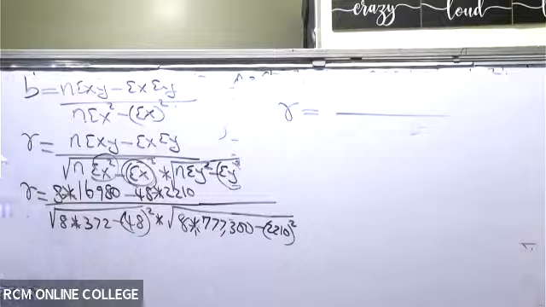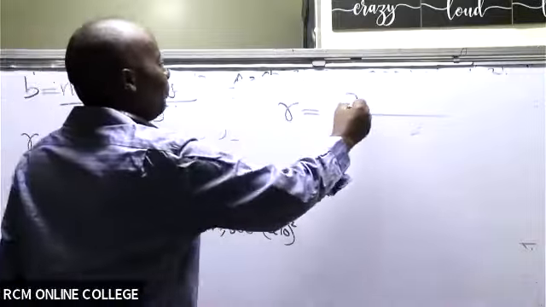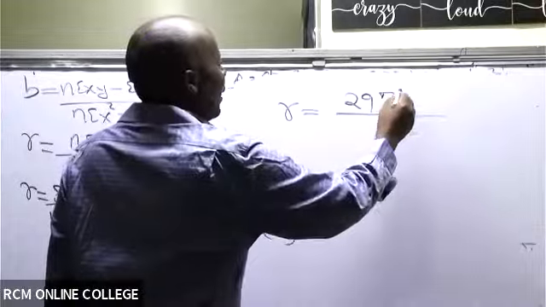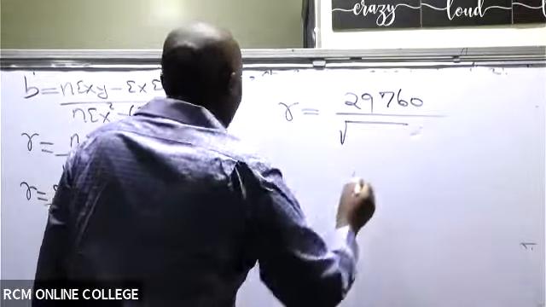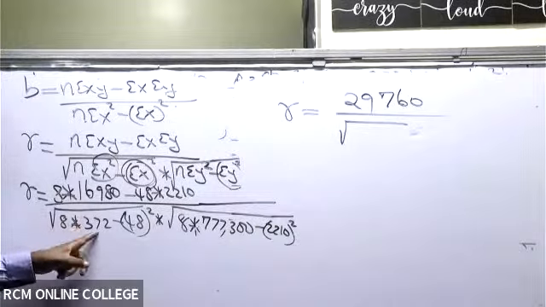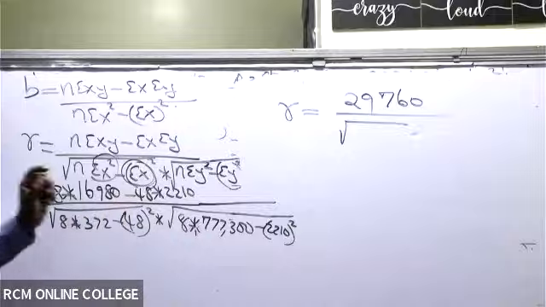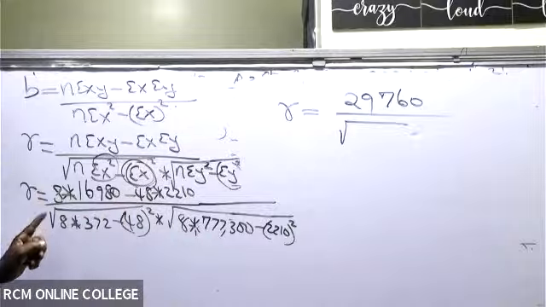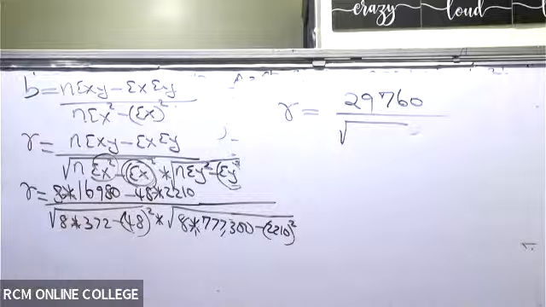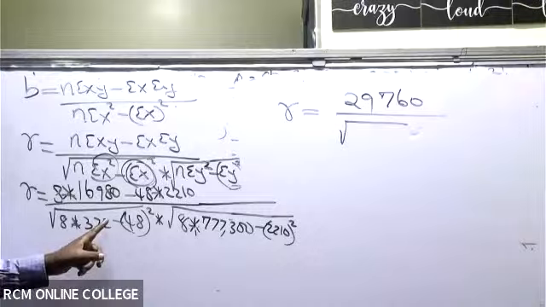So they have confirmed that the numerator is 29,760. 29,760 divided by, is there somebody who is able to give me what we have under the square root here? 8 times 372 minus 48 squared. Just that. Please give me that figure. Don't take the square root. I just want you to say 8 times 372 minus 48 squared.